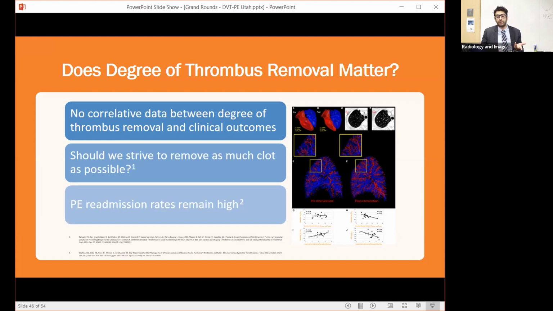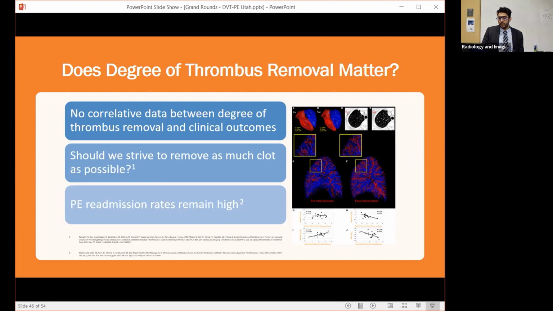We just try to take out as much as possible, which with mechanical thrombectomy is hard because you don't know when to stop, right? And we know this is still a problem because PE readmission rates are still very high. So we do our procedures, we get clot out, we feel good about ourselves, but I think about 30% of patients are still readmitted with PE.